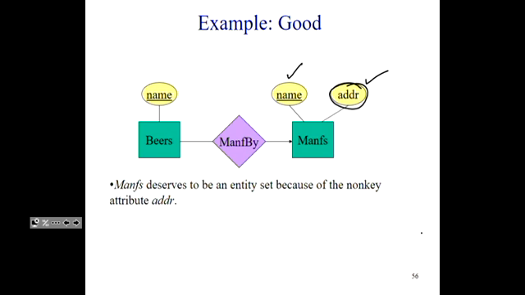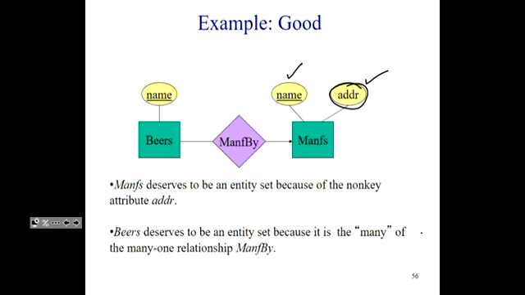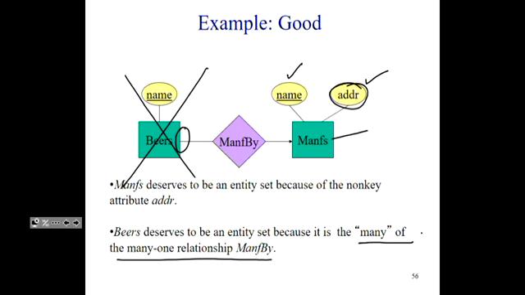Why does beer deserve to be an entity set? Well, this is because of the other rule, right? So beer deserves to be an entity set because it is the many of a many-to-one relationship, manufactured by, right? So here you see no arrows. So if you wanted to get rid of this guy and add an attribute beer, this would not work because you would need to store a set of beers, right? B1, B2, whatever, right? And you can't do that, right? You can't store multiple values within an attribute. An attribute has to be atomic. And because of that, you can't change beer into an attribute of manufacturer.